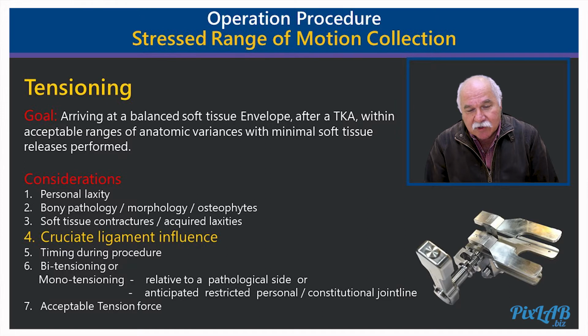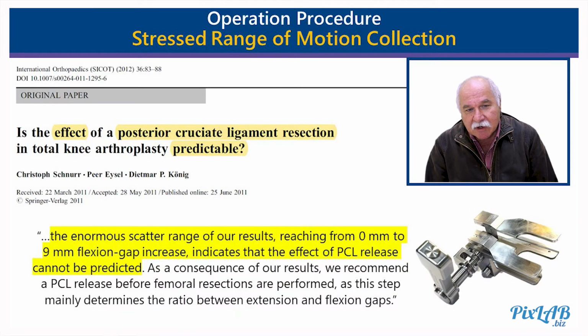Cruciate ligament influence is an important factor, and the first question everybody must ask himself is: is the effect of posterior cruciate ligament resection predictable? And the answer is, Schnurr and Koenig did a study and found that the flexion gap is increased in many cases after posterior cruciate resection. Many times not, but sometimes as much as 9 millimeters. And personally, I think they underestimated, sometimes even more.